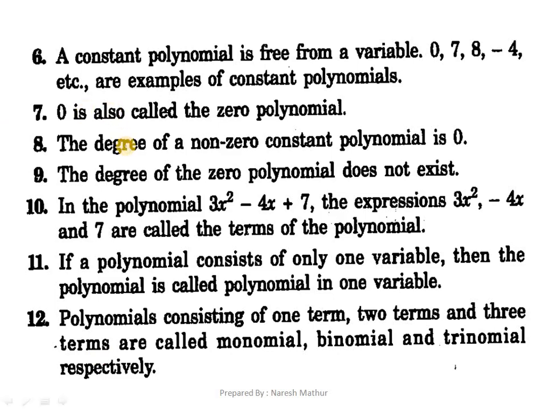A constant polynomial is free from a variable. Any constant number, let's say 0, 7, 8 and so on, is called a constant polynomial, where 0 has a special condition. 0 is called a zero polynomial.